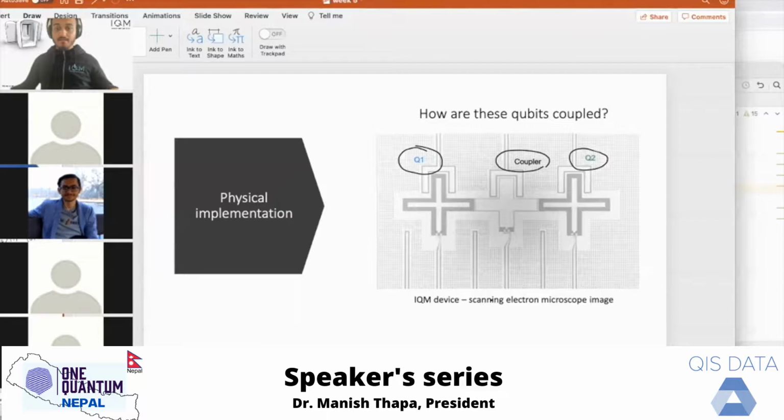And this is a scanning electron microscope image of the chip. A big quantum computer, the ones which you call universal fault tolerant, will have millions of this sort of qubits lithographically laid out on a chip, and that is your quantum processor. But I'm showing you just a small chip, and this chip contains 3 qubits.